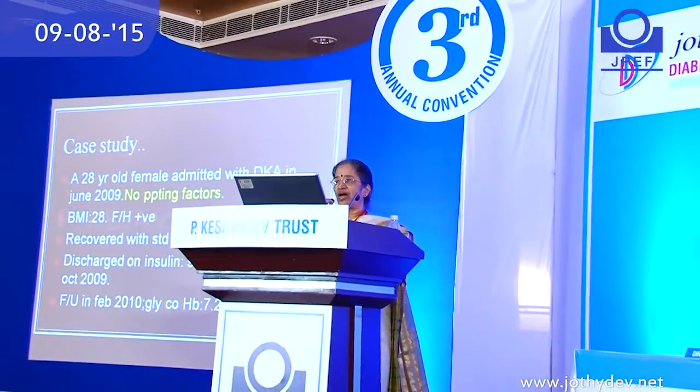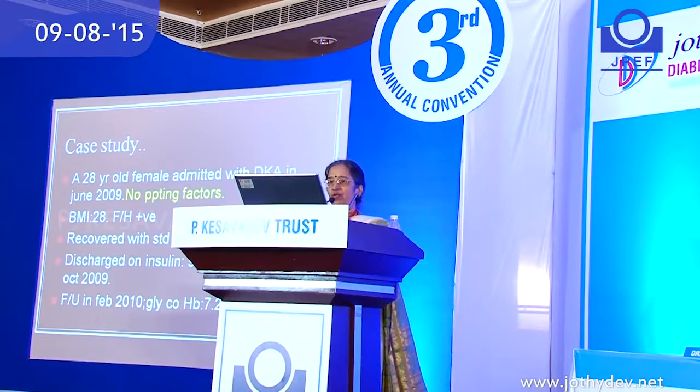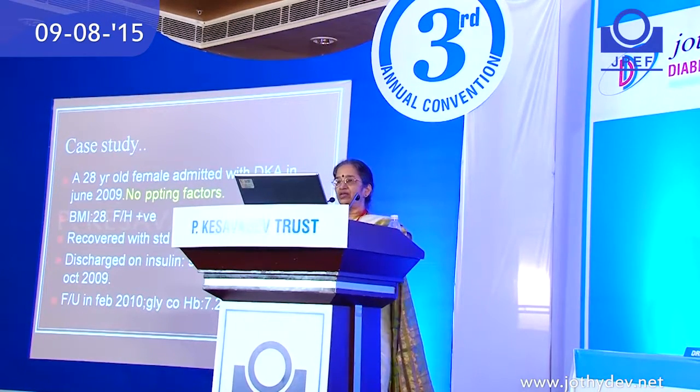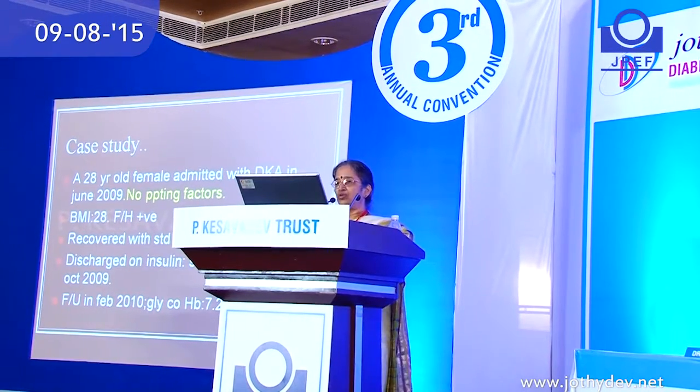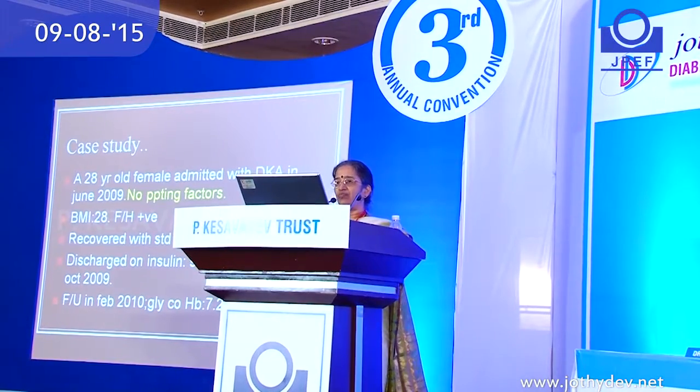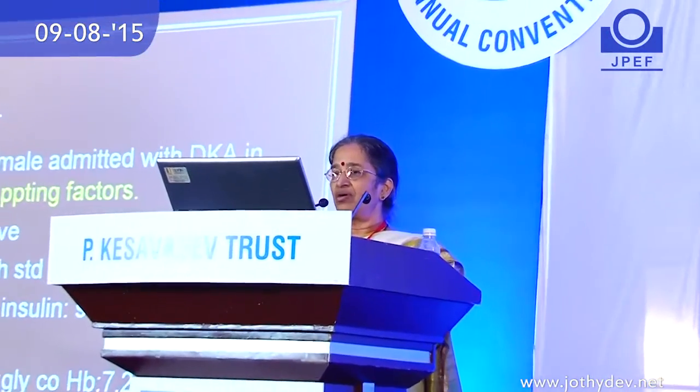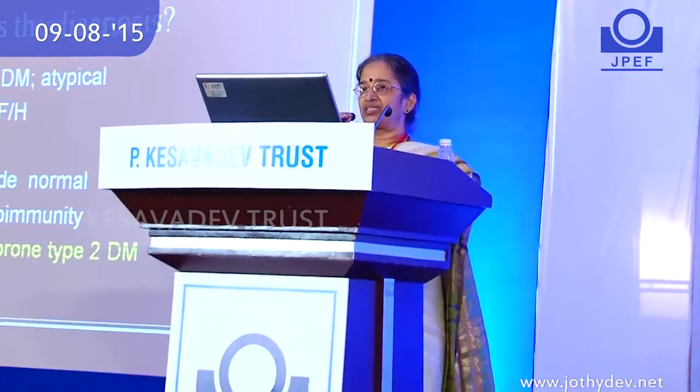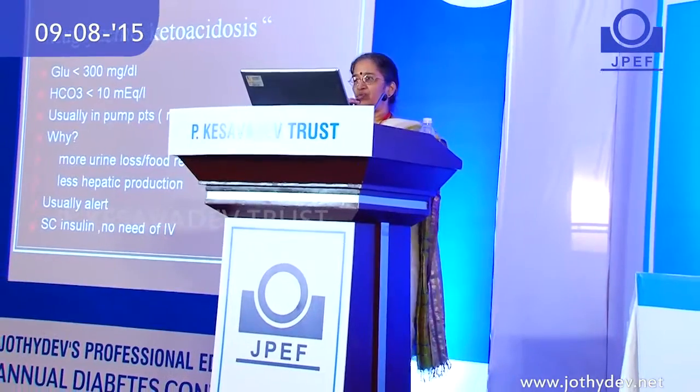Now, I just want to highlight a little less known problem. This is a patient of ours, a 28-year-old female with DKA. In June, no precipitating factors, good BMI, family history was there, recovered with standard treatment, discharged and put back on OHAs. So, what is this kind of condition? This is called atypical diabetes. This is ketosis-prone type 2 diabetes.